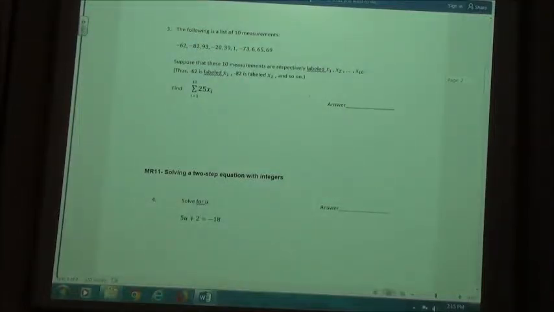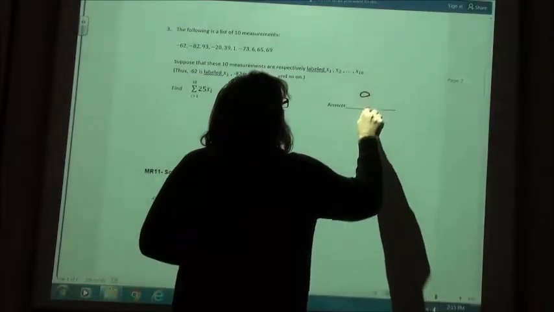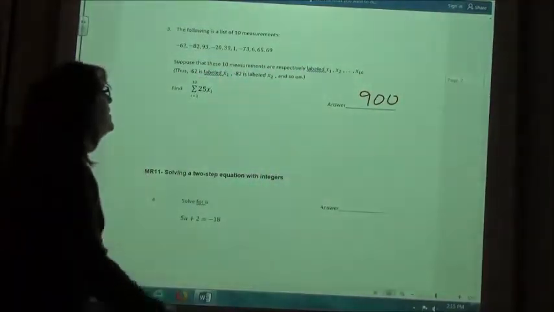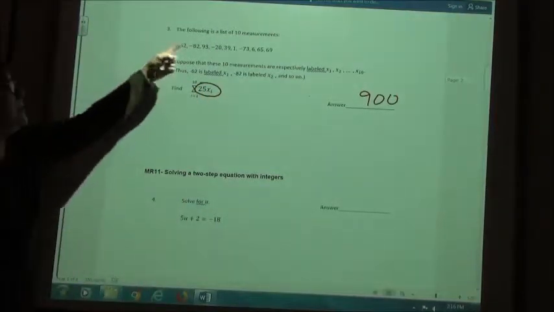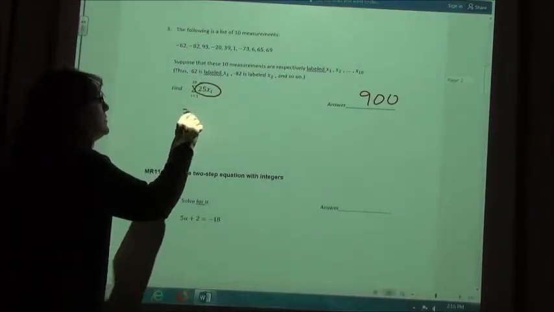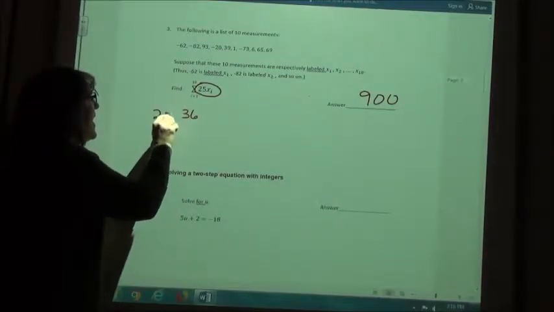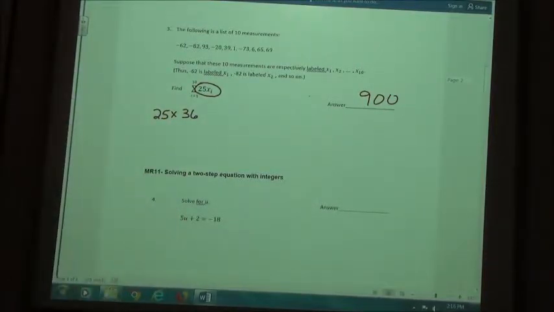So did you get an answer to that one yet? Still working on it. 36 times 25 equals 900. So 900 should be the answer you got. This here means I'm taking 25 times that sum. So you did the sum first, which means you got 36 when you did that. So you did 25 times 36 and 900 was your answer.